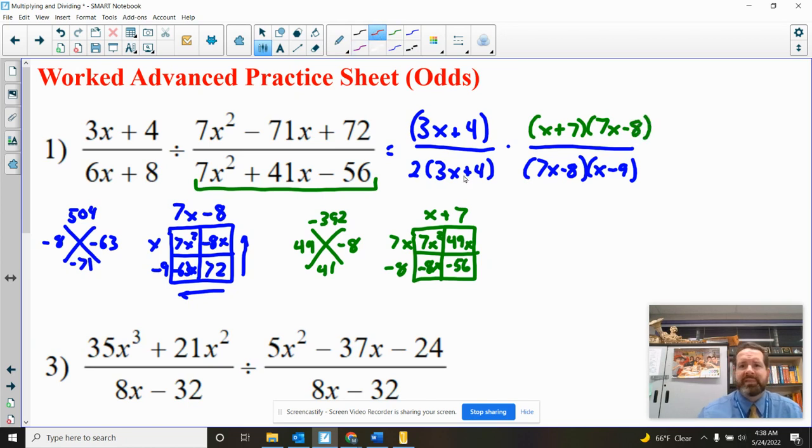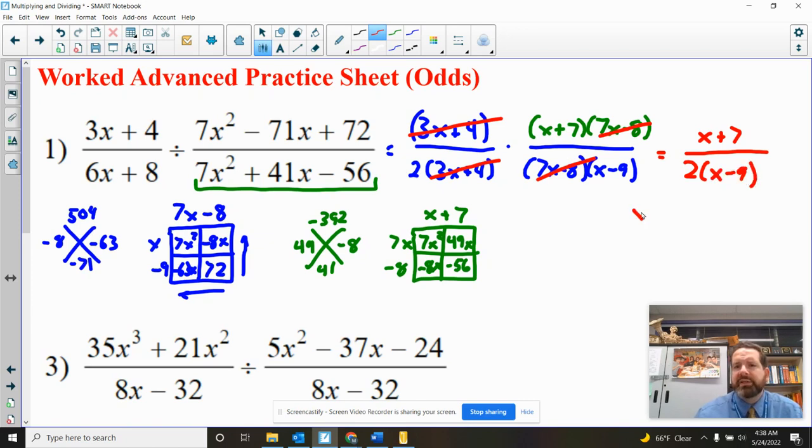Okay, next up, Cancel Fest, 2000, whatever year it is. So the 3x plus 4 and the 3x plus 4. The 7x minus 8, the 7x minus 8, and that's it. So we're left with, on the top, an x plus 7. And on the bottom, don't forget that 2 in front and an x minus 9.